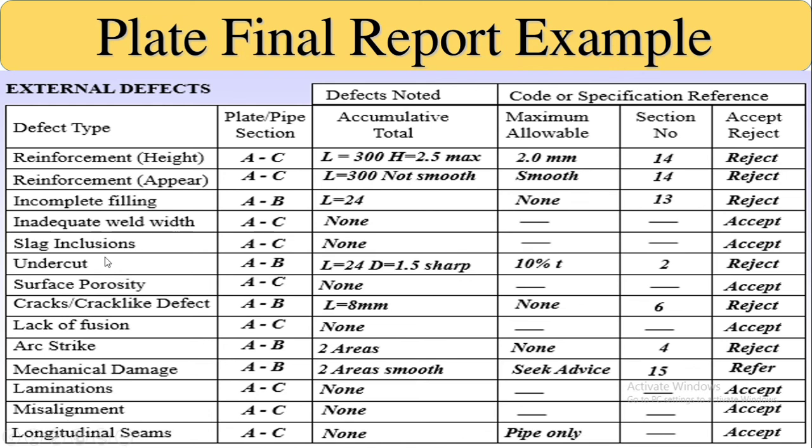You understand? Undercut, surface porosity, you can go one by one. You see cracks, this is length equal to 8 mm, there is a crack. Definitely the crack is never acceptable, so it is rejected. Or arc strike, you see two areas, definitely it is rejected. So you understand the things: allowable tolerance, if it is there, you have to find out if it is anything beyond the allowable tolerance, then it is definitely rejected. If nothing is there, meaning it is within tolerance, it is accepted.